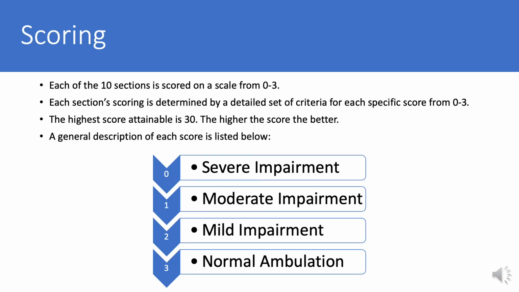For scoring the test, each of the 10 sections of the test is scored on a scale from 0 to 3, 0 being severe impairment, 3 being normal ambulation, completely normal gait. Each section scoring is determined by a detailed set of criteria for each specific score. But the general idea is 0 is a severe impairment, can't even do it. 1 being a moderate impairment, they can do it with a little bit of difficulty to a moderate amount of difficulty. 2 being a mild impairment without much difficulty, and 3 being completely normal, as I stated before.